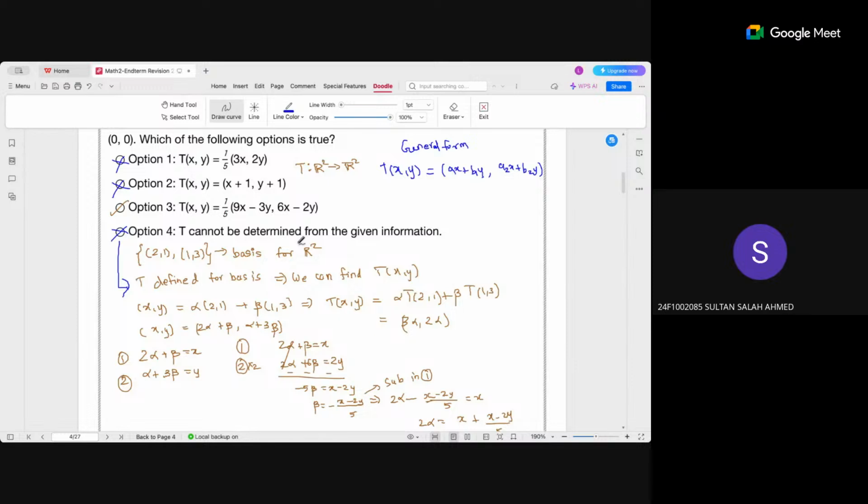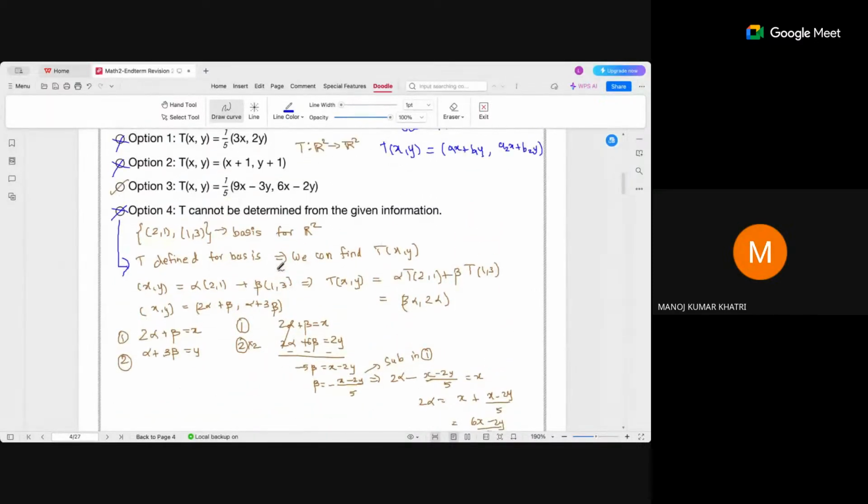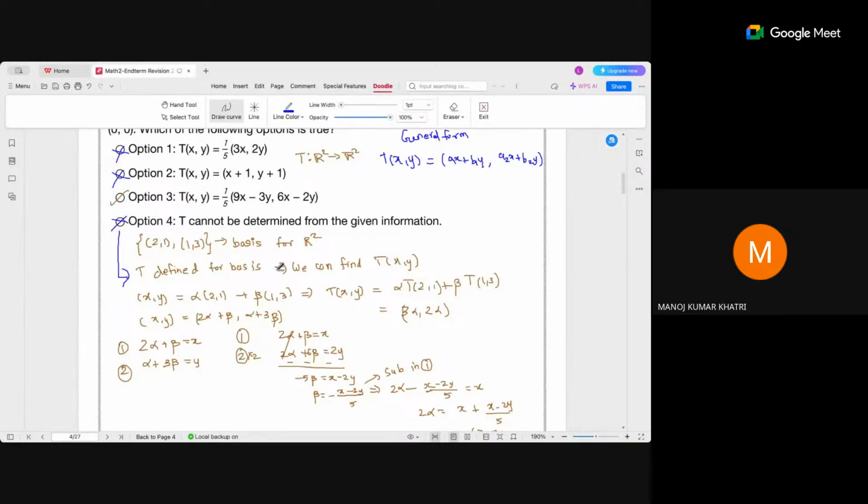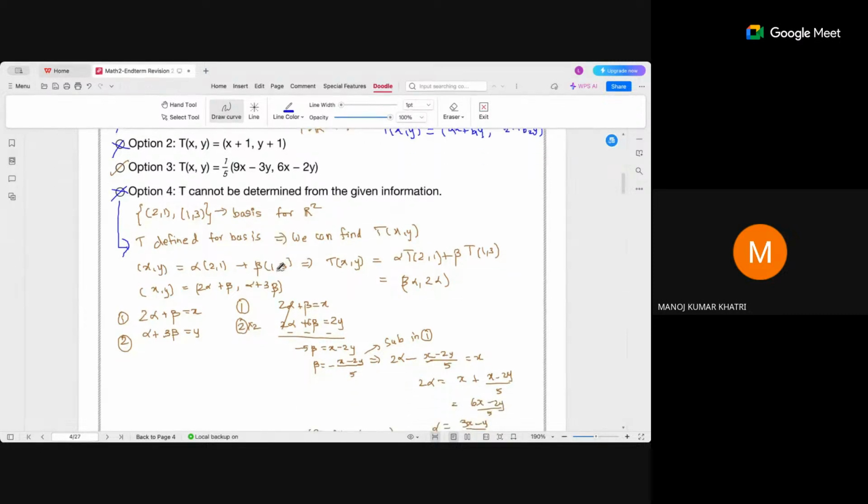Ma'am, I'm sorry to interrupt. I'm just stuck in this particular step, ma'am. T of x comma y is equal to alpha times (2 comma 1) and then beta times (1 comma 3). Ma'am, after that I couldn't get it. See, here I am applying T on both sides.